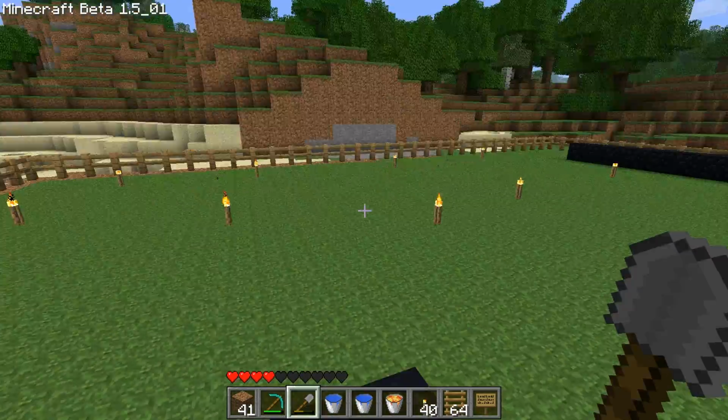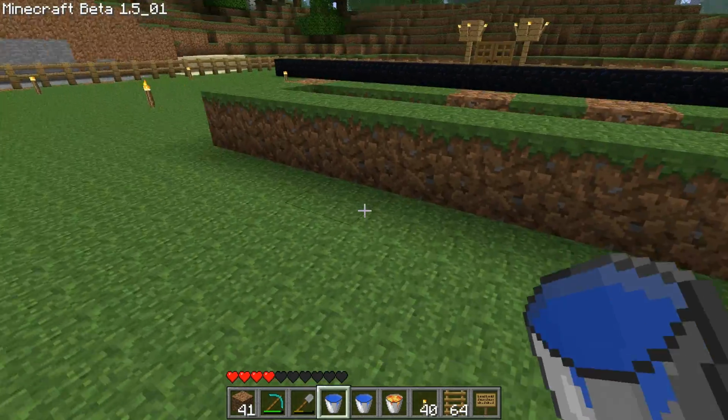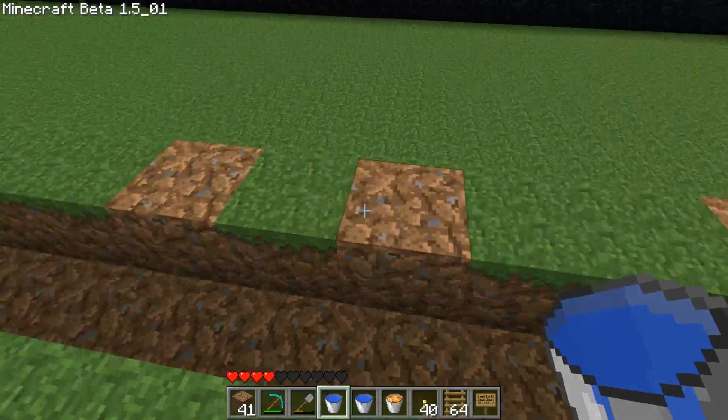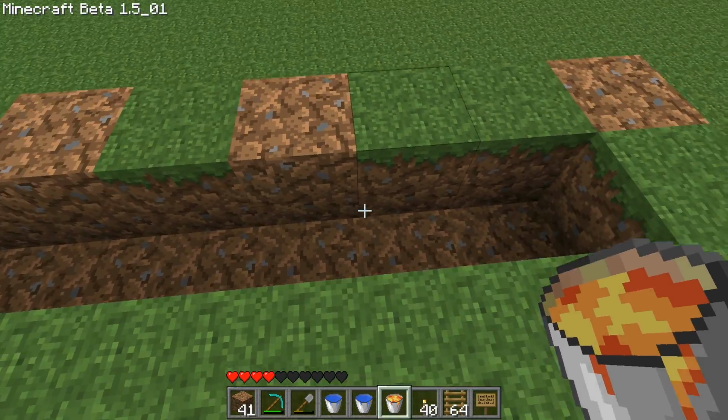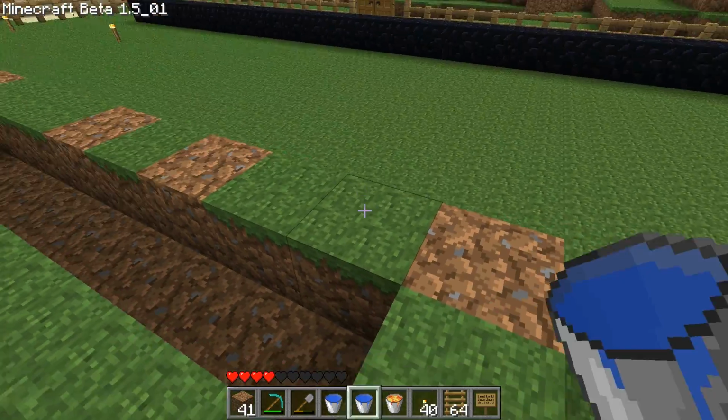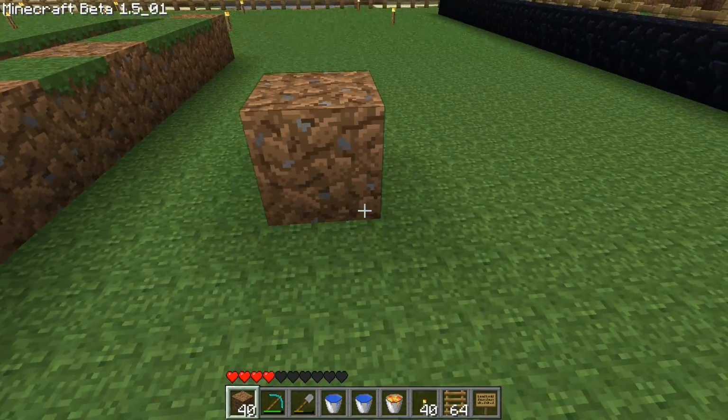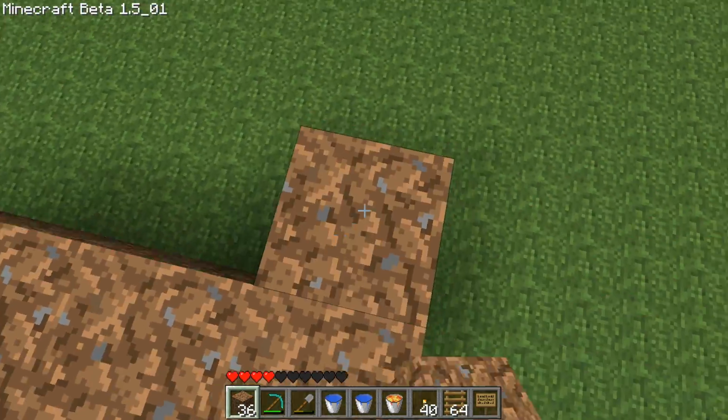But there's also liquids have the ability to create blocks. Okay, actually, let me explain something. This is actually very important. And I completely forgot about this.